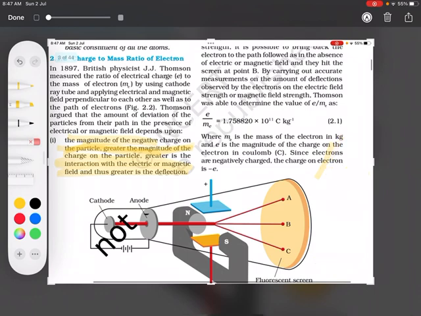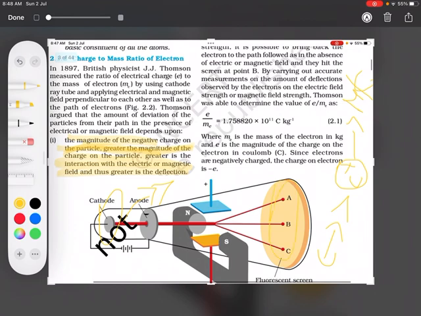So if the magnitude of the charge on the negative particle, that is the cathode ray, is greater, then the interaction between the magnetic and the electric field will be greater, and thus the deflection is greater. The deflection also will be greater like this.